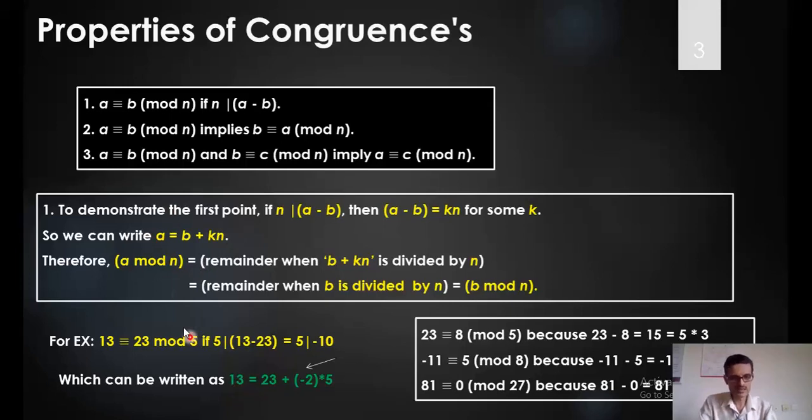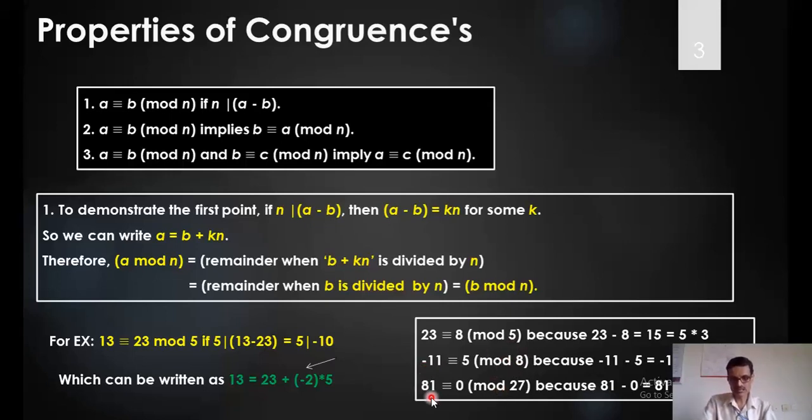That is 13, that is A is equal to B plus 23k, where k is minus 2 in this case, multiplied by n, that is 5. So a few more examples for this first property: minus 11 mod 8 and 5 mod 8. Minus 11 mod 8: if it goes minus 2 times, the remainder is 5. So this remainder is also 5.